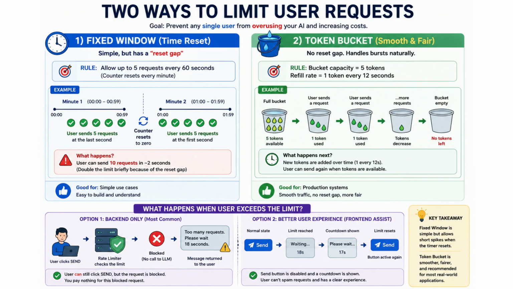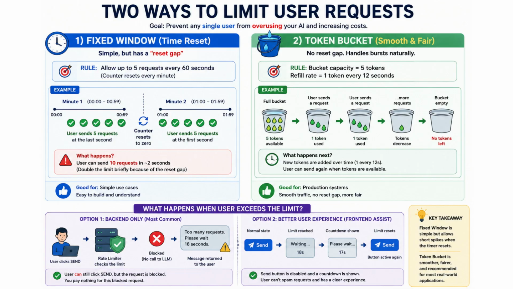The second approach is called token bucket. Instead of resetting everything at once, each user has a bucket that holds a fixed number of tokens. Every request consumes 1 token. When the bucket becomes empty, new requests are temporarily blocked until new tokens are added over time. This creates a much smoother flow of requests, and naturally handles short bursts of traffic without the reset gap.